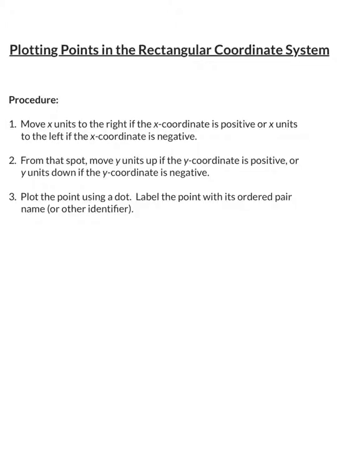So the next thing we want to do, now that we know what our rectangular coordinate system looks like, is we want to plot points. So remember that we have our ordered pair, and our ordered pair is always x, y. So in order to plot a point in the rectangular coordinate system, we want to start by moving x units to the right if the x-coordinate is positive, or x units to the left if the x-coordinate is negative. When we talk about the two lines that intersect, they are basically two number lines. So the x-axis is just like all the other number lines that we've been working with so far.